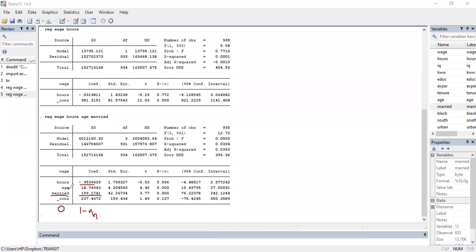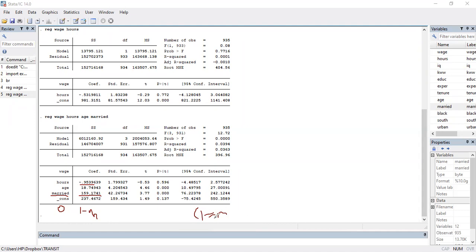Now, when they report this in the exams, they will put something in brackets. Maybe they will write married, then in brackets 1 equals married, and 0 equals non-married, so that you know that 1 stands for someone who is married and 0 stands for someone who is not. So always use the 1.